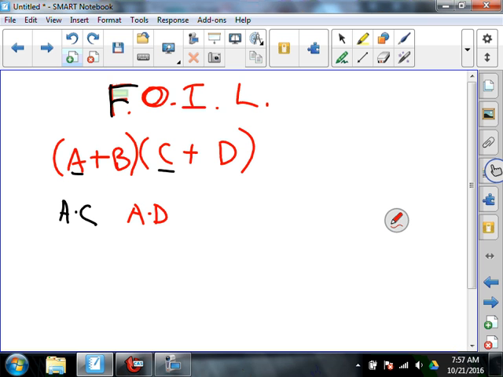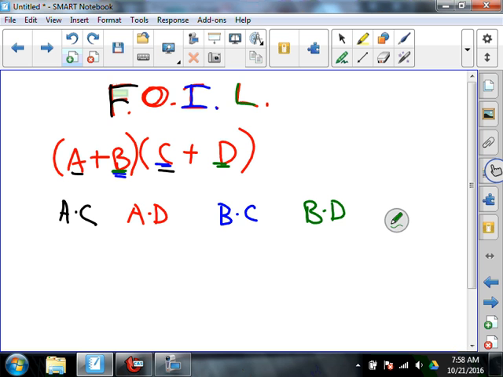And then the I for FOIL stands for the inner terms, the inside terms. So what are those? The B and the C, we multiply those. And finally, the L in FOIL stands for the last ones. So here we take the B and the D, and we multiply those. So we've got all those products.